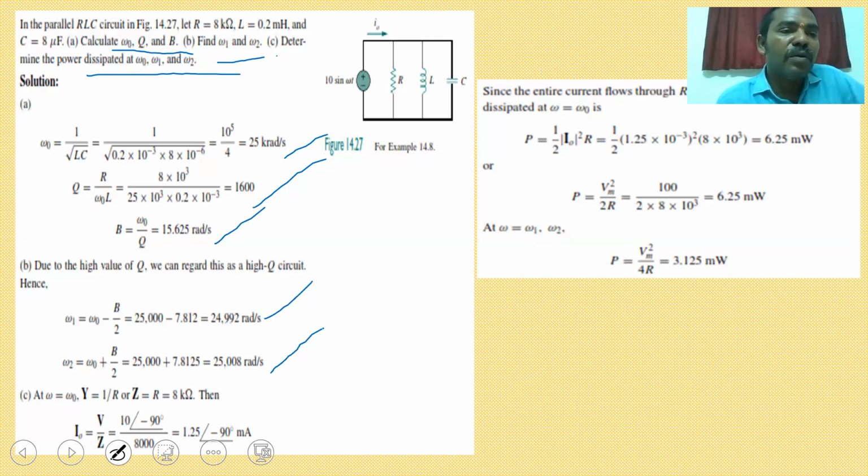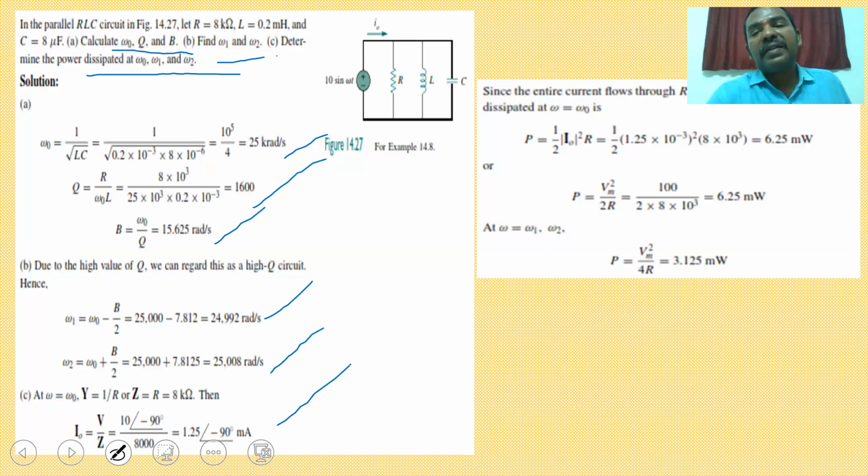So now we have to go for determination of power under resonance condition. So what is the Y value you are getting? Y value is 1 by R, so R is 8 kilo ohms. So the current you are writing is V by Z. So that is equal to 10 sine omega t, that is 10 at an angle of minus 90 degrees, divided by 8,000. So finally you are getting 1.25 at an angle of minus 90 degrees milliamperes.